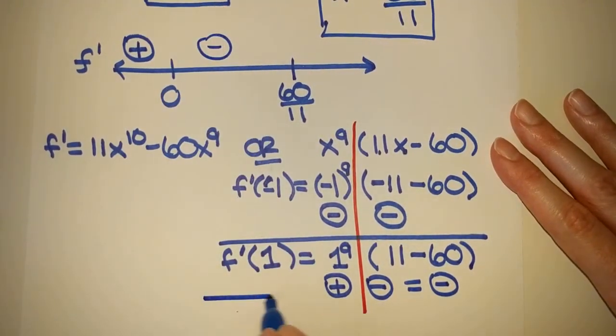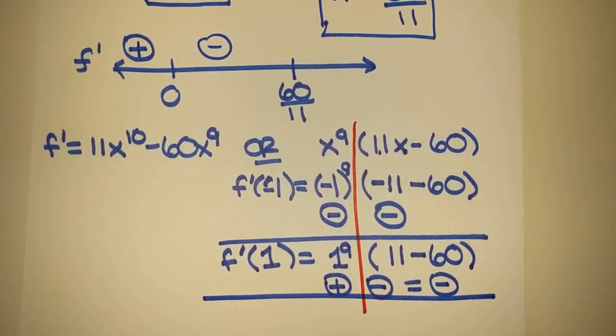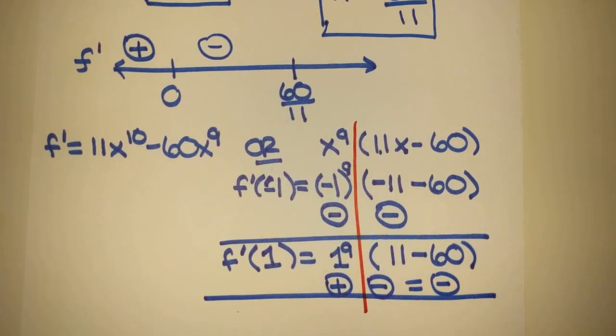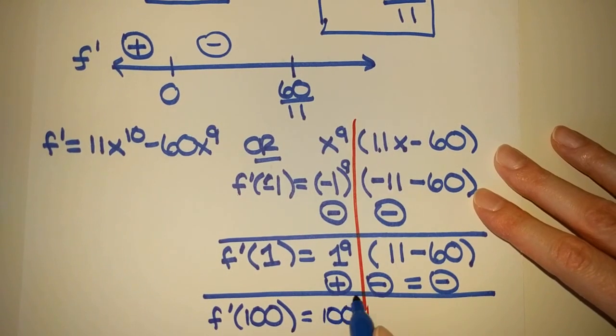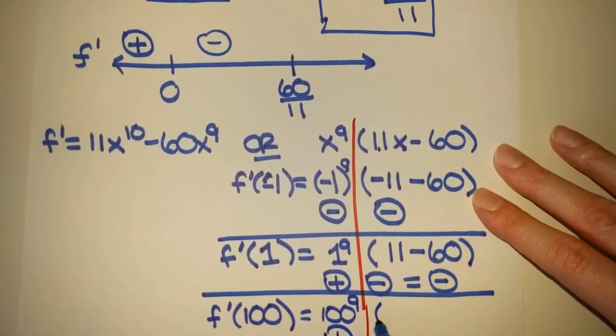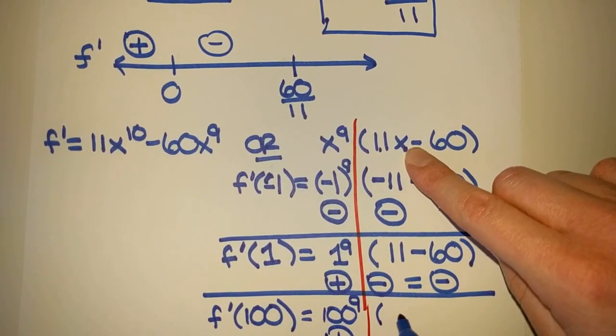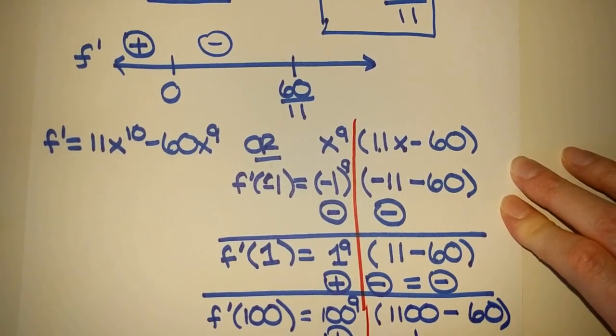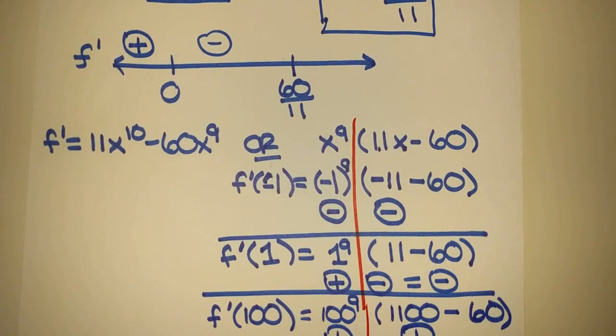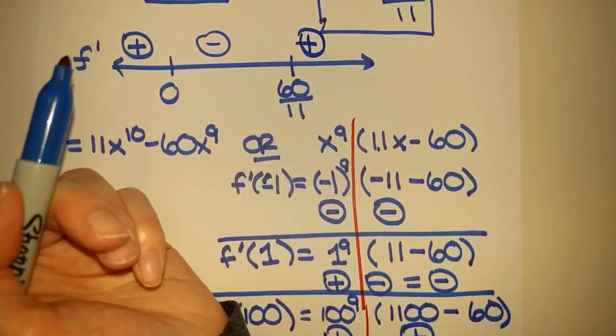All right, so the 60 over 11, you might have to actually punch that in on your calculator to figure out what 60 over 11 is, or you could plug in something that you know is going to be to the right of that. Maybe I plug in, let's say, 100. So if I do that, I would have 100 to the 9th, which is going to be a positive, and then 11 times 100, so that's going to be 1100 minus the 60, which will give us a positive. So we have a positive times positive, so we're getting a positive.